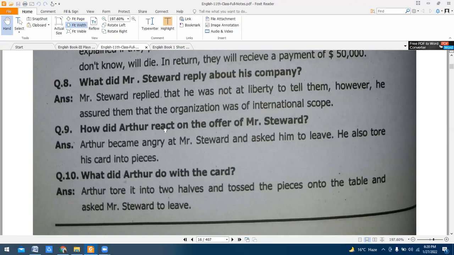How did Arthur react to the offer of Mr. Stewart? Arthur became angry at Mr. Stewart and asked him to leave. He also tore his card into pieces. What did Arthur do with the card? Arthur tore it into two halves and tossed the pieces onto the table and asked Mr. Stewart to leave.